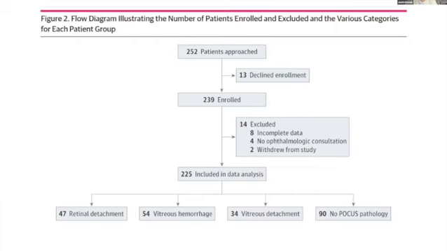So of the 225 patients included, I think the bottom is a little bit confusing because that's actually the numbers of final diagnosis by ophthalmology. So 47 of the 225 ended up having a retinal detachment as per ophthalmology. 54 ended up having vitreous hemorrhage. 34 had vitreous detachment, and 90 had none of the above.